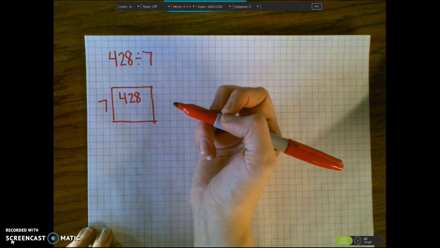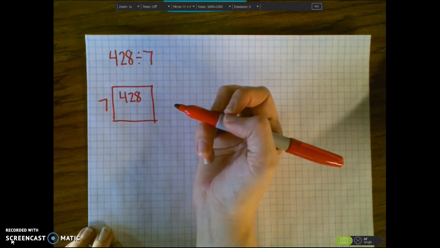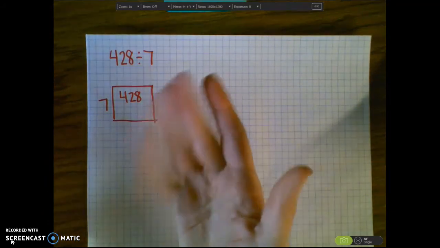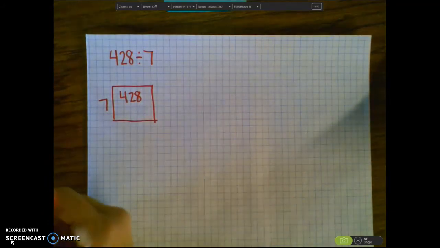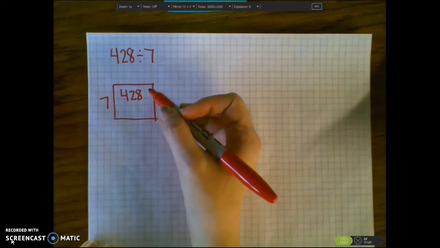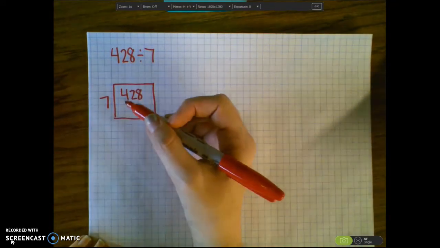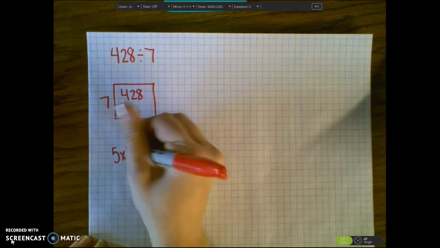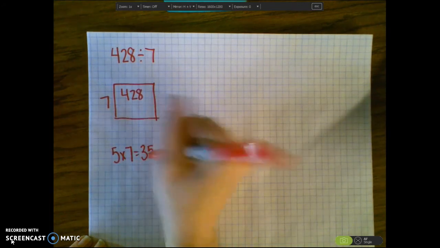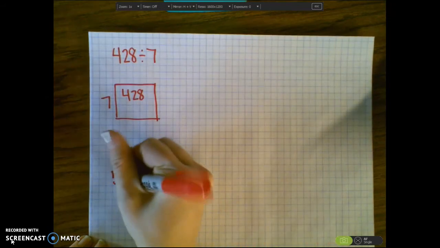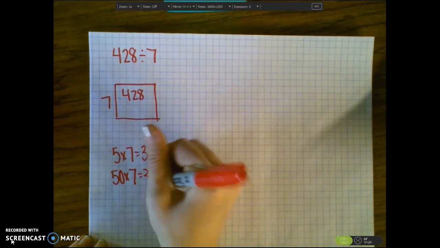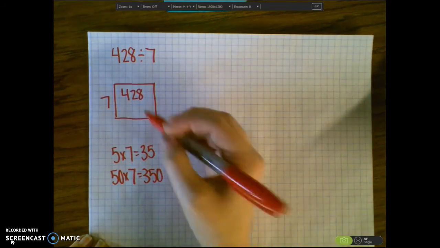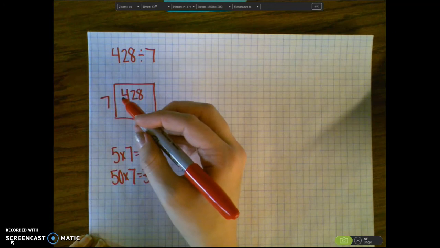Yes, 10 groups of 7 will go into 428. And maybe your student is only comfortable going up to their 5s. 5s are easy, you can count. 5, 10, 15, 20, 25, and so on. So let's say that your student knows, oh yeah, I know that 5 times 7 is 35. So 50 times 7 is 350.